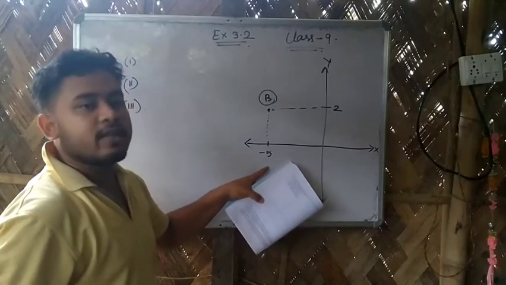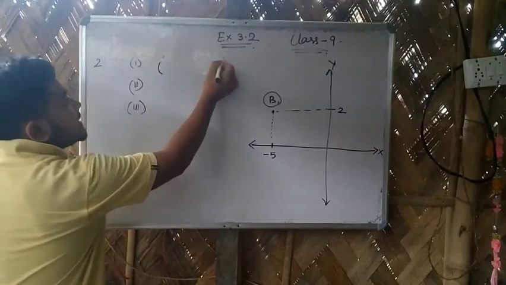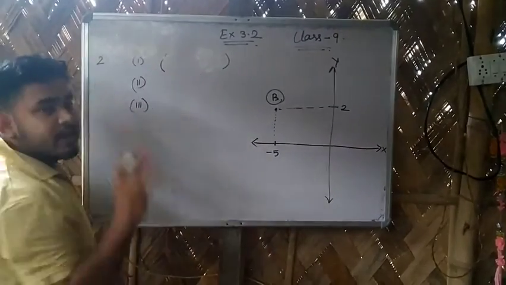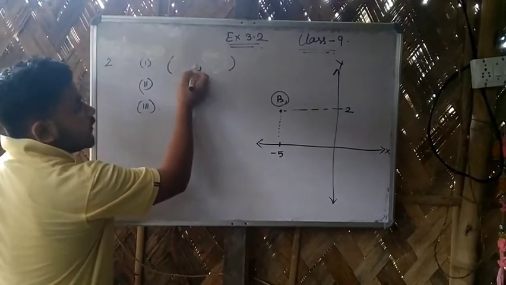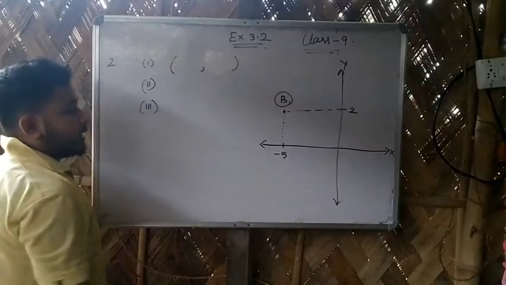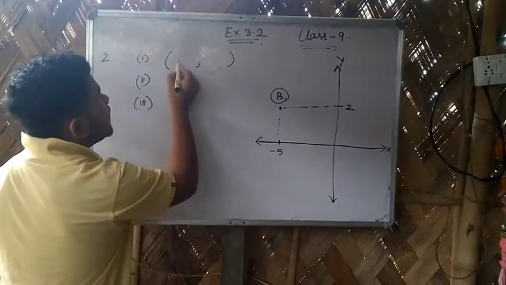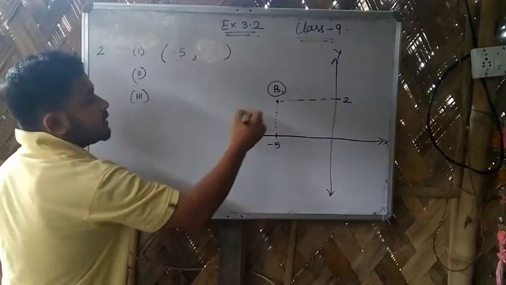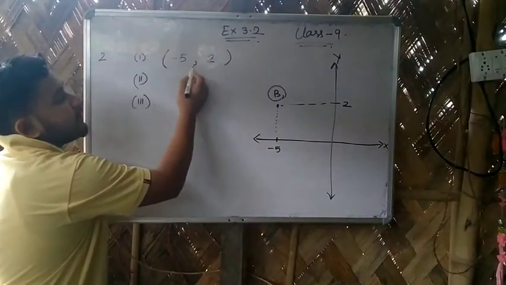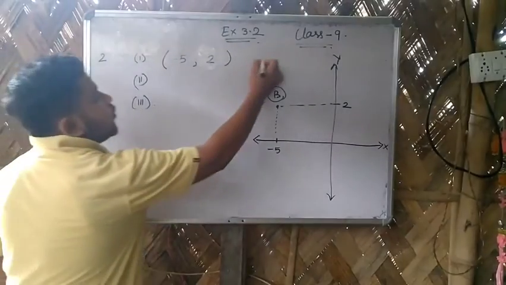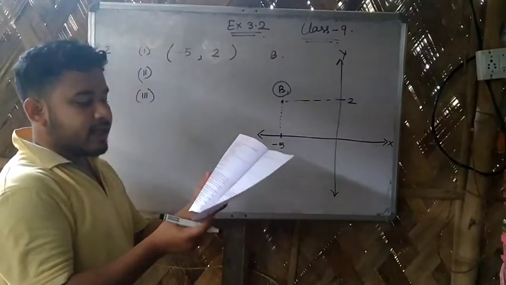In the x-axis it is present at -5. So the coordinates of point B I will write inside brackets. Every time remember, coordinates are always written in brackets, and in between them there will be a comma. The first number will be the value of x, the second number will be the value of y. So in the x-axis point B is present at -5, so first it will be -5. Then in the y-axis it is present at 2. So (-5, 2) is the coordinate of point B. Understood?